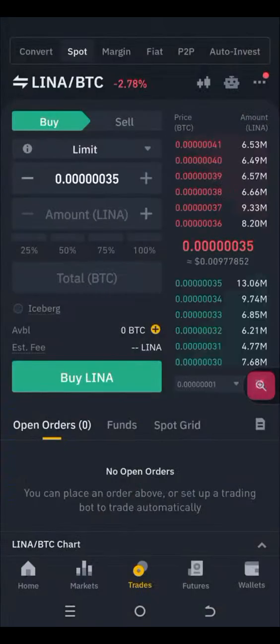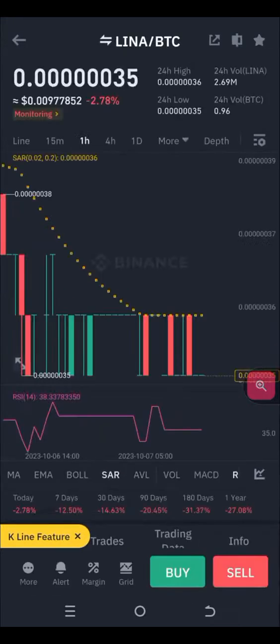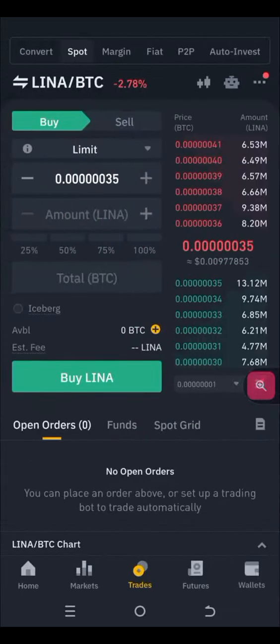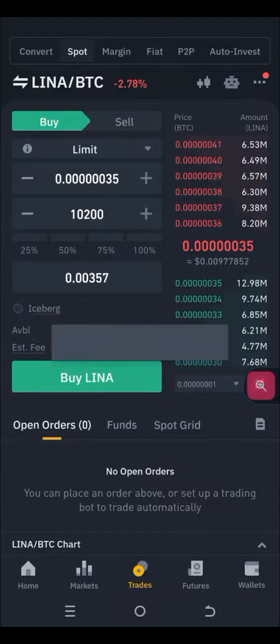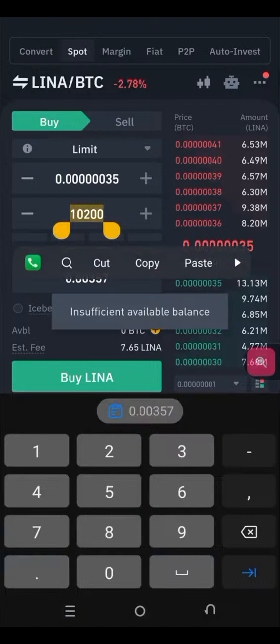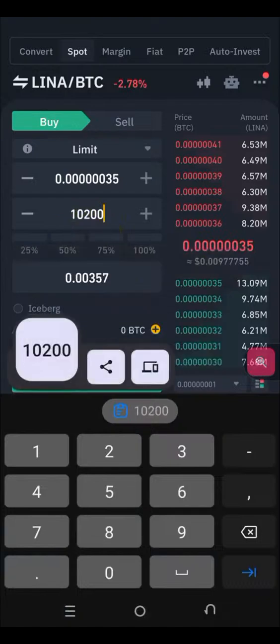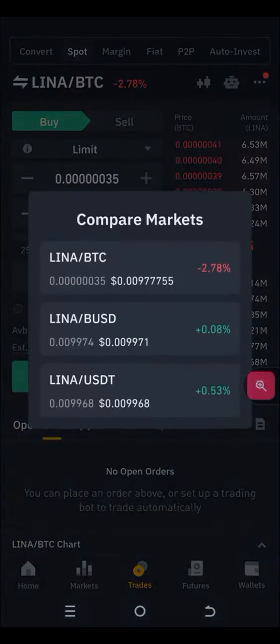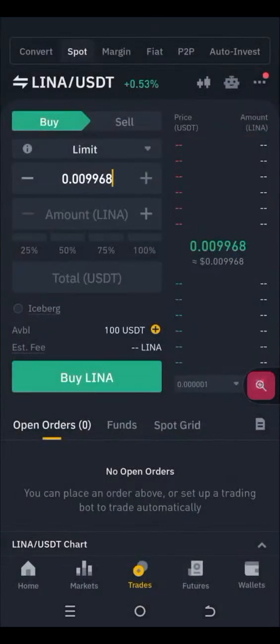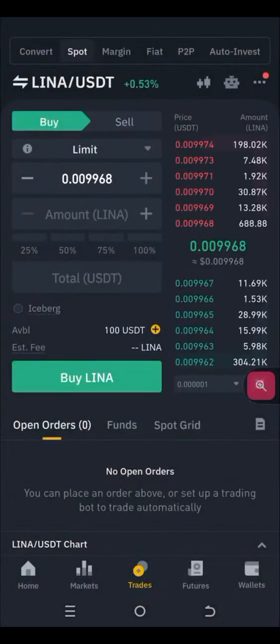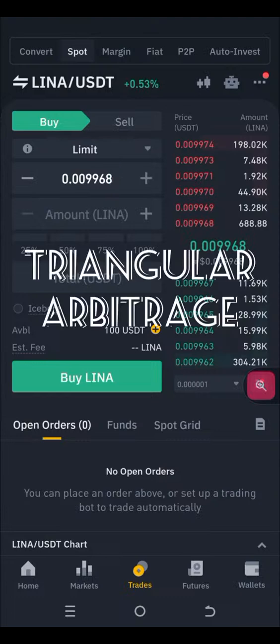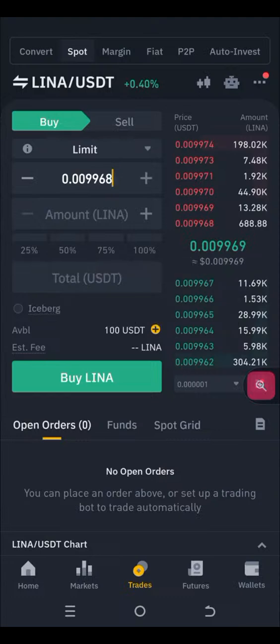Beautiful. I hope this is going to work for us because that's going to make it all make sense. Okay, so let's put that in here quickly and buy. Make it snappy. That's 10,200. Let's copy that and quickly go and see how much this will give us in Lena USDT. I hope this is going to work, right? By the way, this is triangular arbitrage. Okay, so let's go ahead and see this.